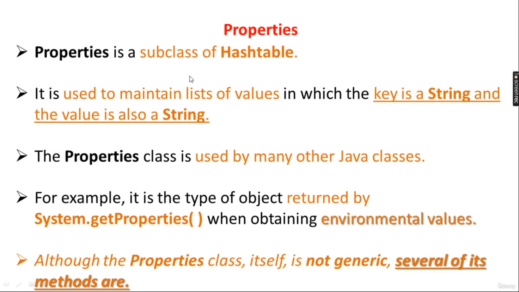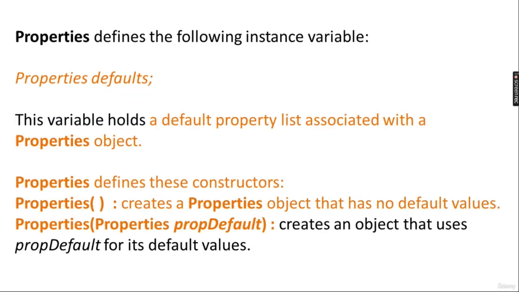Okay. Next is Properties. Properties is a subclass of Hashtable. It is used to maintain a list of values in which the key is a string and the value is also a string. So the subclass of Hashtable is Properties. You have to remember the Properties class is used by many other Java classes. It is the type of object returned by System.getProperties when obtaining environmental values. Although the Properties class is not generic, several of its methods are. Okay. Properties is not generic, but its methods are generic.